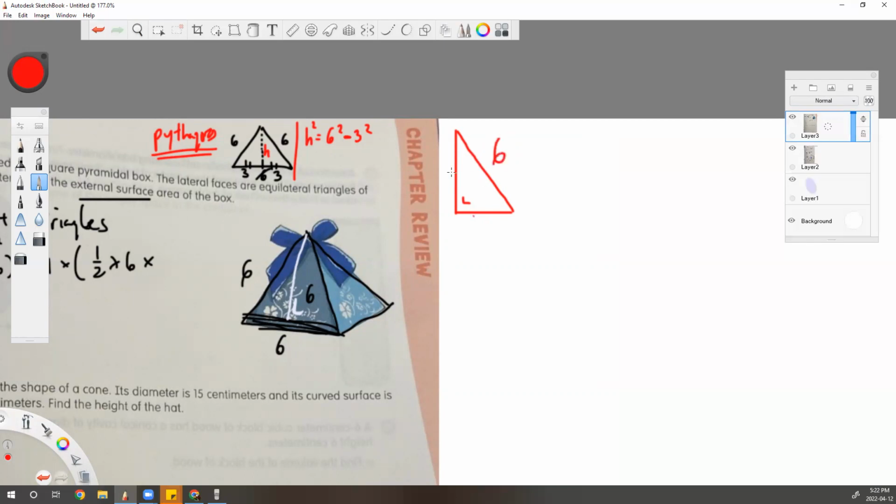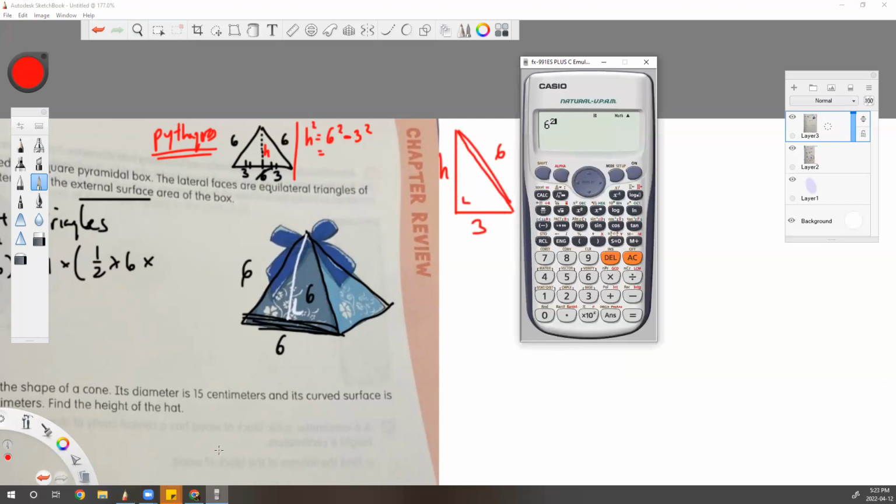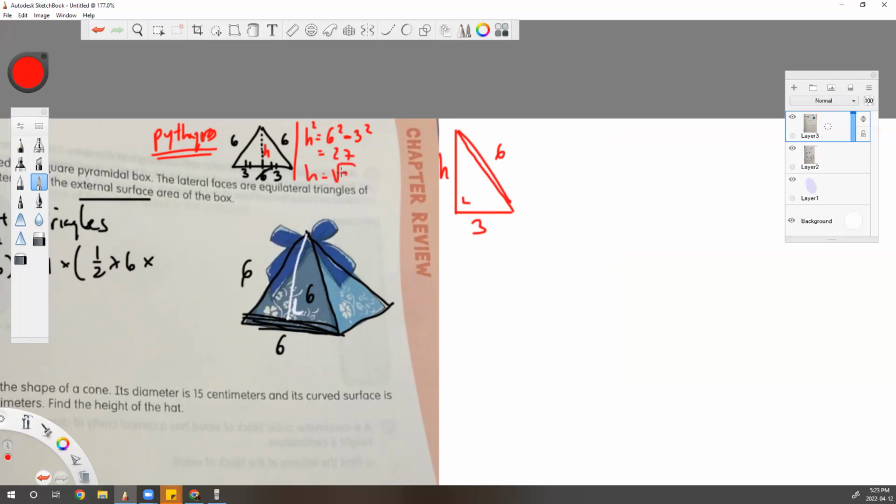How about this? If I am finding the h here, is it plus or minus? Minus. Why? Because the longer side is 6. See, the longer side is given. When the longer side is given, you need to subtract. That's the easy memorization. So this is the longer side, so it has to be subtracted. So the answer would be 6 square minus 3 square, and it is 27. So the height will be the square root of 27.